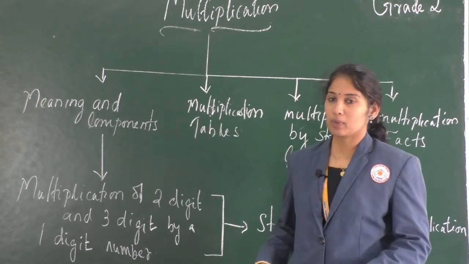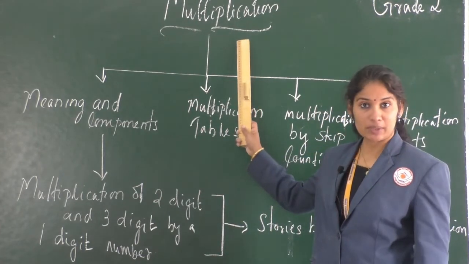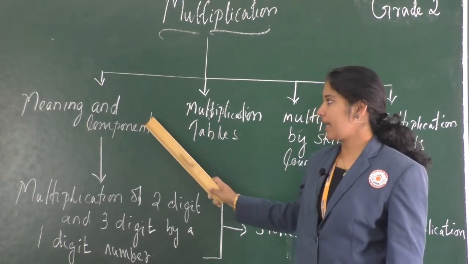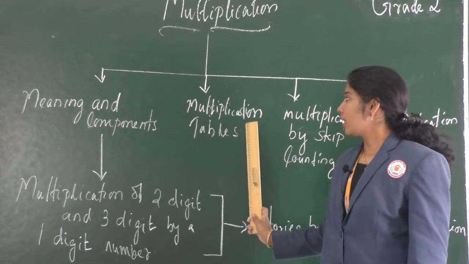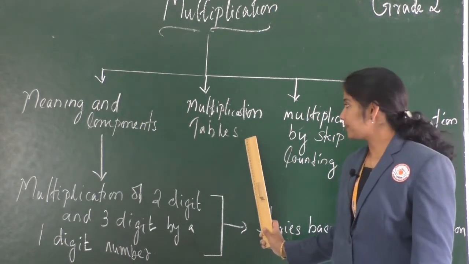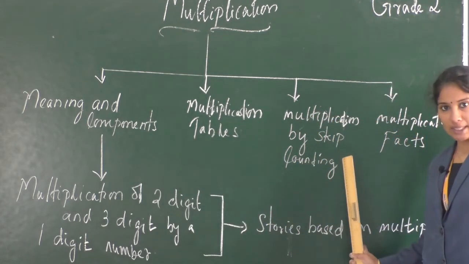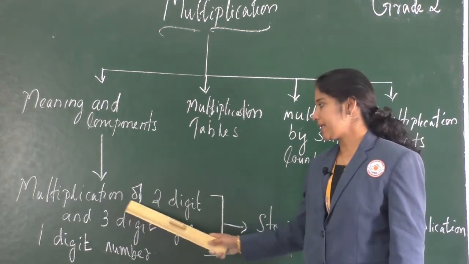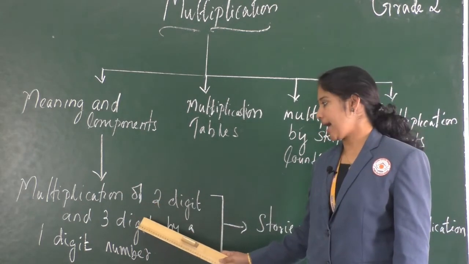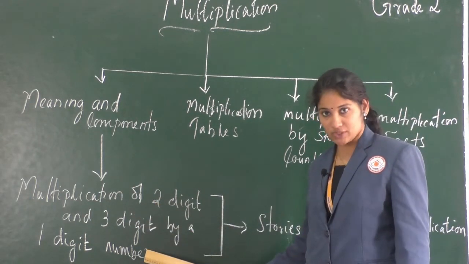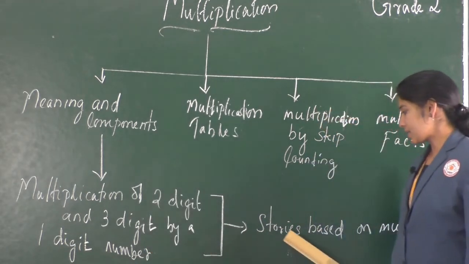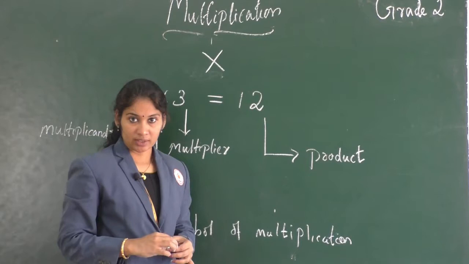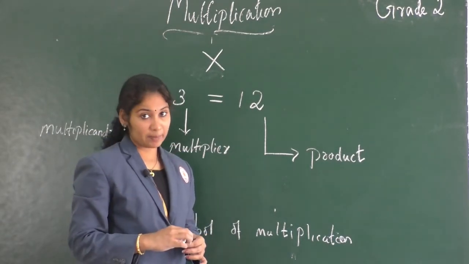Children, here is a mind map of chapter 7. What is our chapter name? Yes, multiplication. Main topics are meaning and components, multiplication tables, multiplication by skip counting and multiplication facts, multiplication of 2-digit and 3-digit by a 1-digit number, and last, story based on multiplication. Children, our first topic is multiplication.